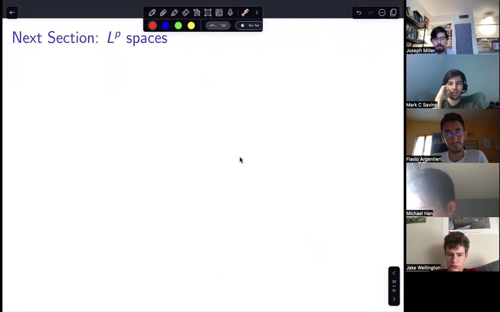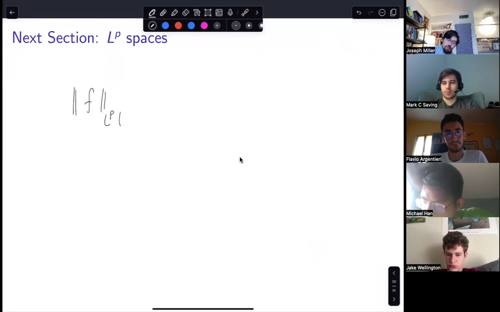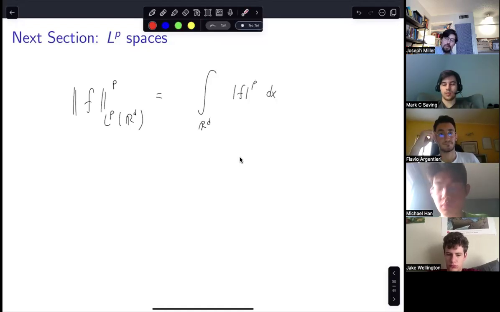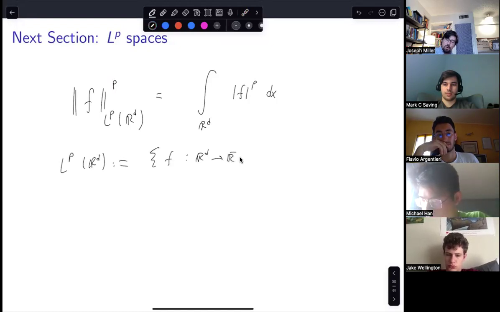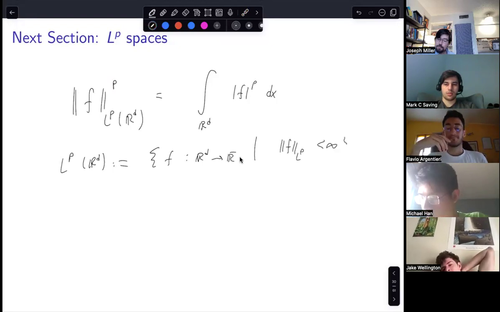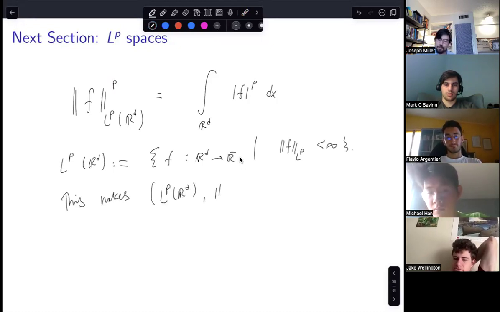Okay. If not, let's go on to LP spaces. So just to recall, I have a function f in LP of, let's just keep working in R^d. And the way you define it is you just take the pth power. And the reason you put a p here is you want to make this a norm. So in general, this space LP of R^d is just the set of functions going from R^d to R bar, so they could be positive or negative infinity. That's what this bar means. Such that the LP norm of f is finite. So this makes LP of R^d with this norm a normed space.